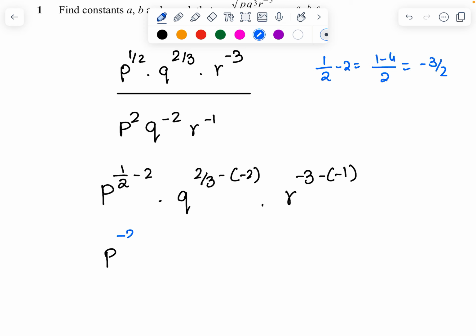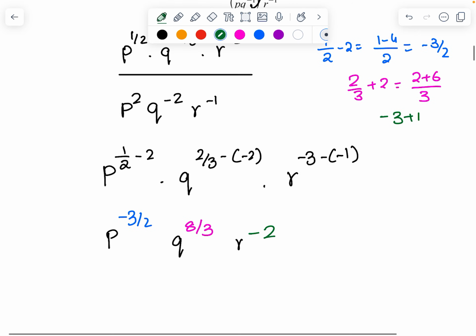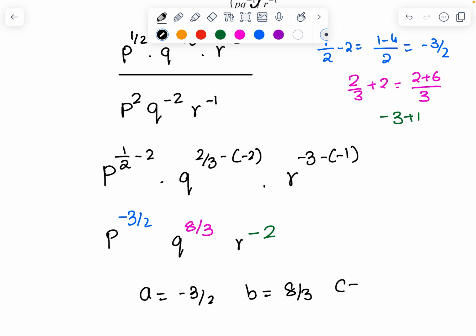So p power negative 3 upon 2, then q power, this time it is 2 upon 3 minus of minus, plus, common denominator is 3, 2 plus 6. So it is going to be 8 upon 3. Then it is r power negative 3 plus 1, so it's going to be negative 2. So therefore what's the value of a? A is negative 3 by 2, b is 8 upon 3 and c is negative 2. That's going to be the answer.